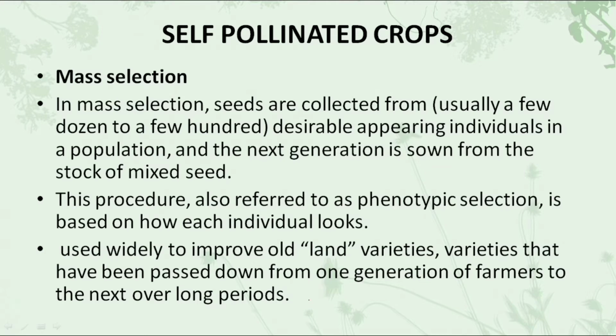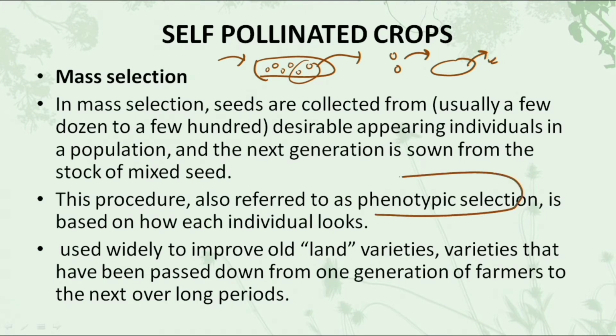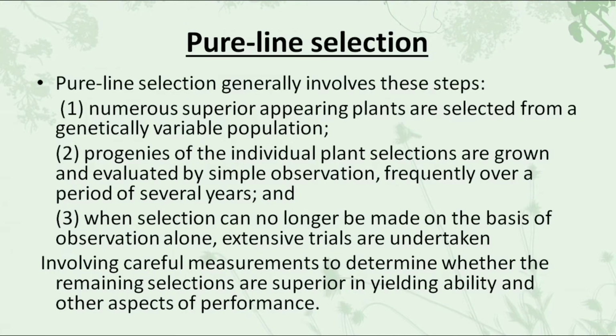What we are doing is simply taking a lot of seeds, and depending upon the phenotypic characteristic of the seeds, we select some of them, and these seeds are then sown into the soil for the next generation. So this is mass selection, and hence it is also given the name phenotypic selection. The next is pure line selection.